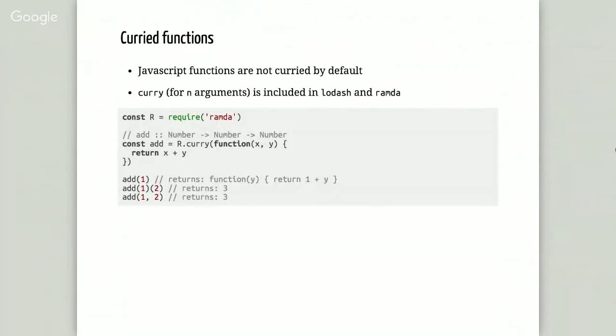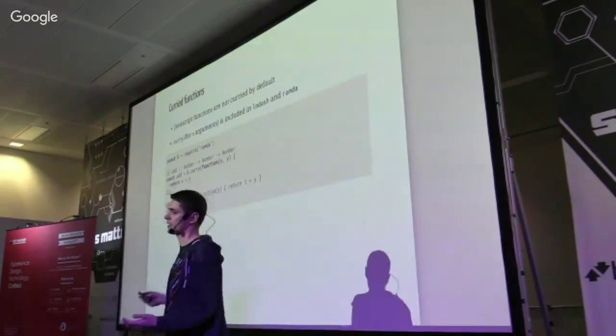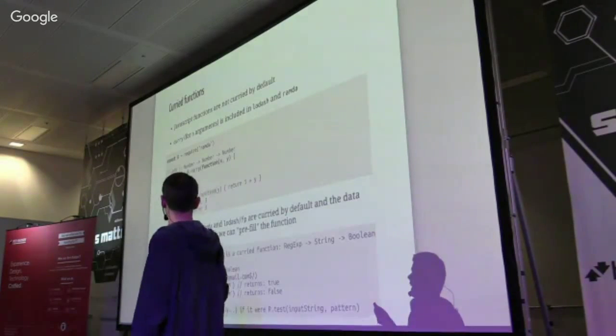And here's how you'd write a curried add function using Ramda. So we require in Ramda. When we just call curry, we give it a normal function, and we get back a function which can be called with a single argument, and it's going to give us back another function. Or we can call it twice, which will give back the result, or we can call it in a normal way, and it'll do the same thing.